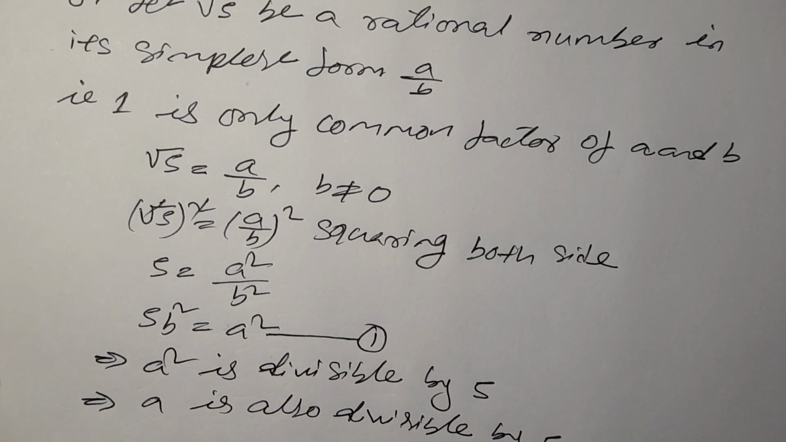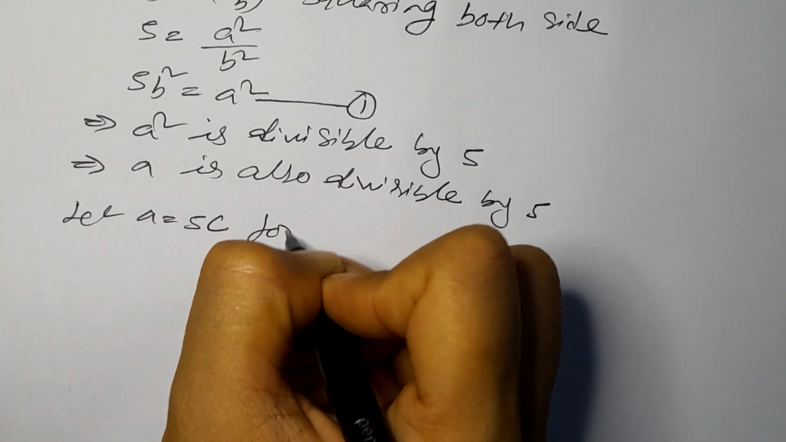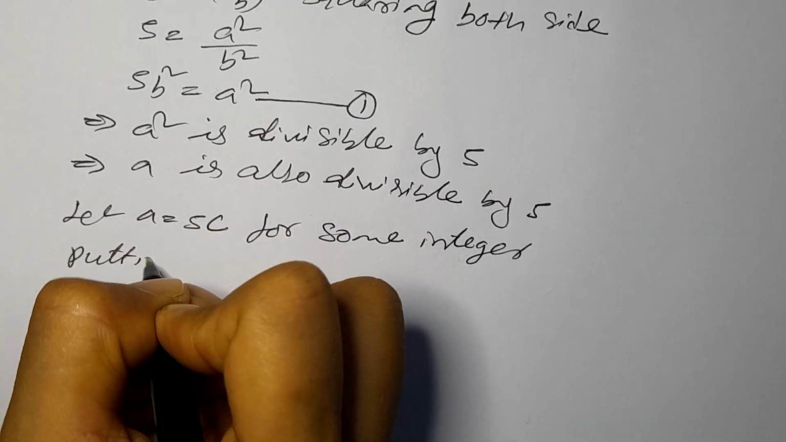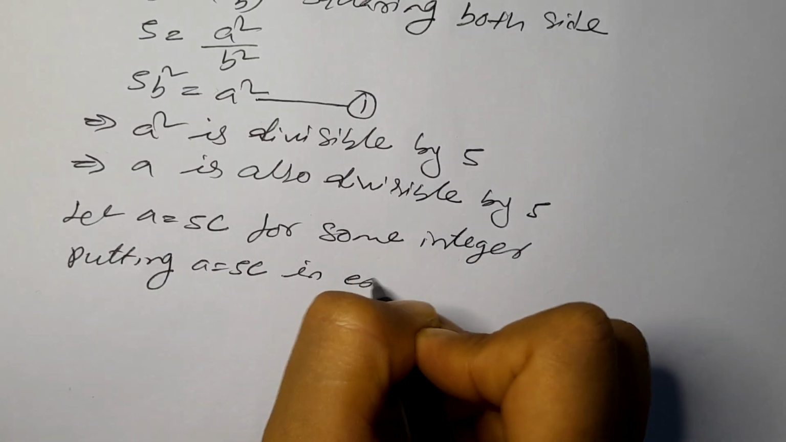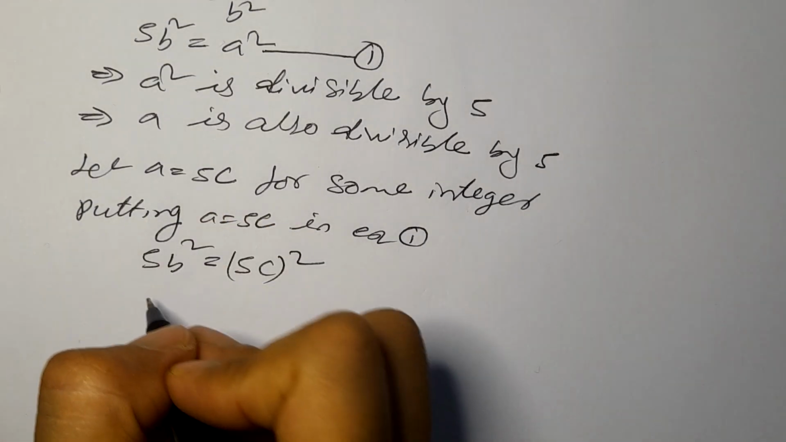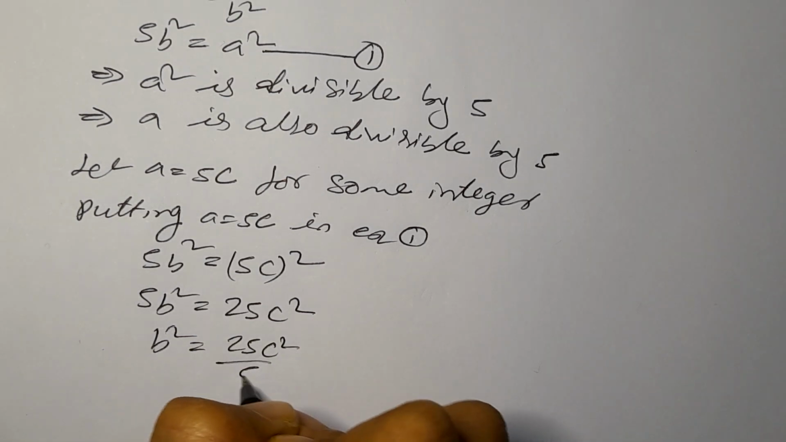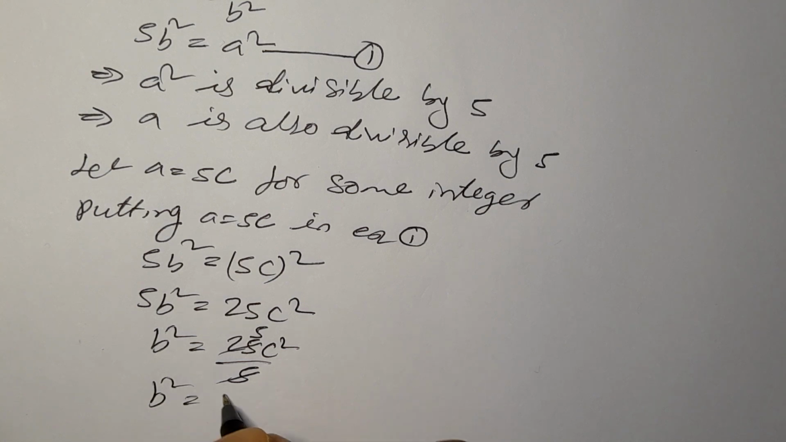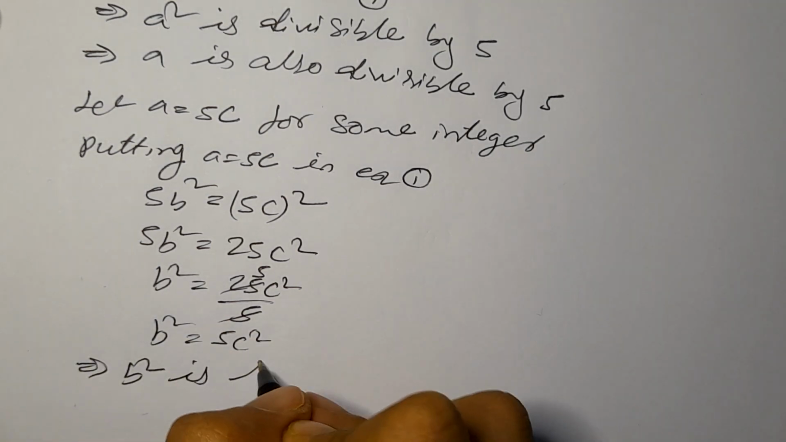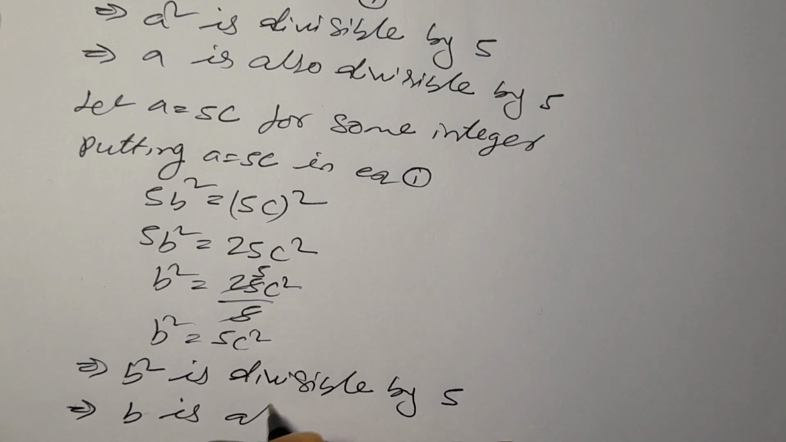Now let a equal to 5c for some integer. So putting a equal to 5c in equation 1. So what is our equation 1? 5b square equal to, instead of a, now we are going to put 5c square. So it will be 5b square is equal to 5 5 is 25 c square. Now cancel it. B square is equal to 25 c square by 5. 5 5 is 25, so b square is equal to 5c square. Since this is divisible by 5, therefore this will be divisible by 5. Implies b square is divisible by 5. Implies b is also divisible by 5.